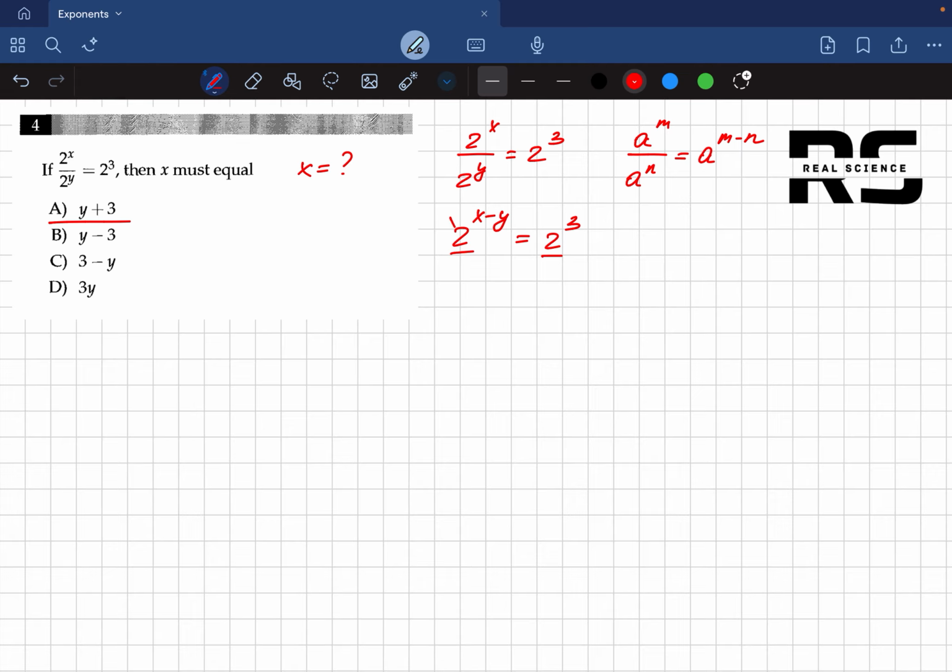The bases are equal, we can just cancel them out. So x minus y is equal to 3. And we need to find x, so let's send y to the right side. That's going to be x is equal to y plus 3. So A is our answer.